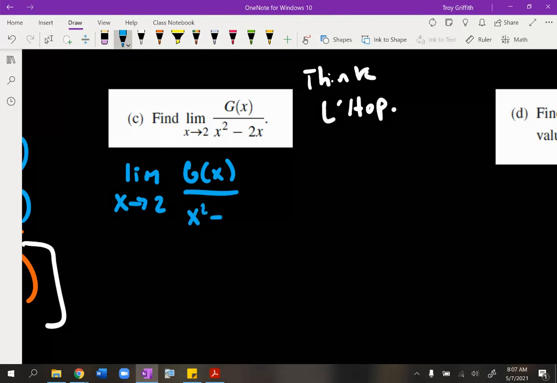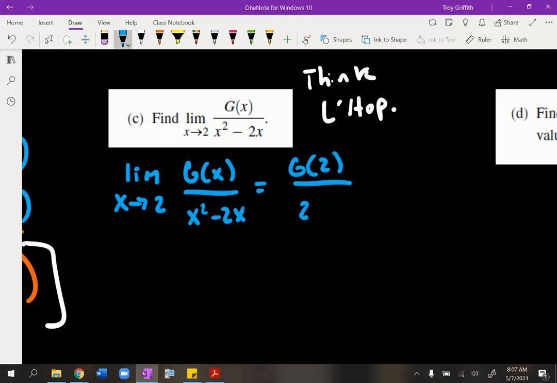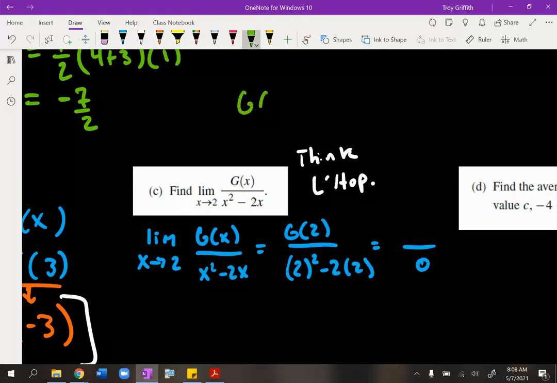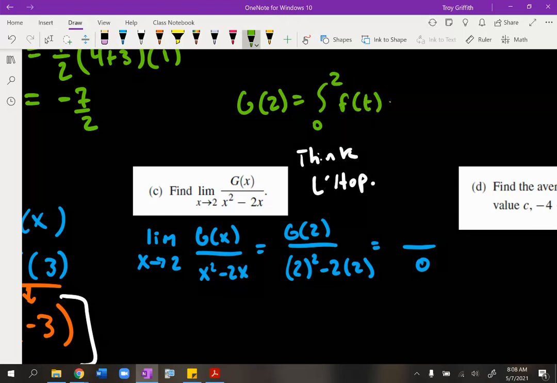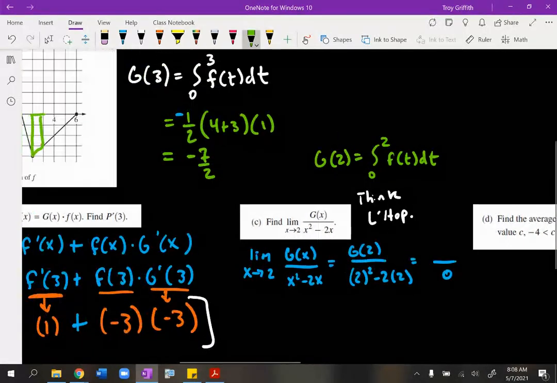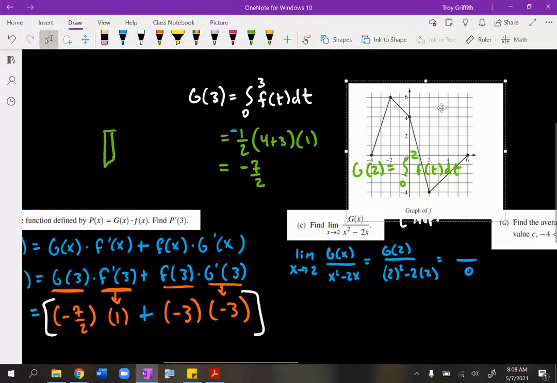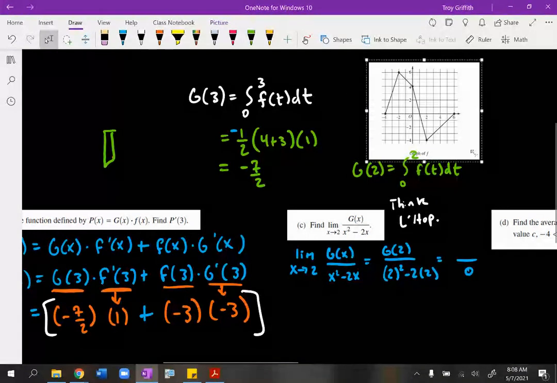Okay, so I'm going to say, well, direct substitution will give me g of 2 divided by 2 squared minus 2 times 2. Well, I do know 2 squared minus 2 times 2 is 0, so that's looking good so far. I've already got a 0 on the bottom. If I want to find g of 2, well, I need to find the area under the curve from 0 to 2 of f of t dt. Okay, we just mentioned this on the last problem, but go ahead and move this over again. Sorry, excuse my formatting here.